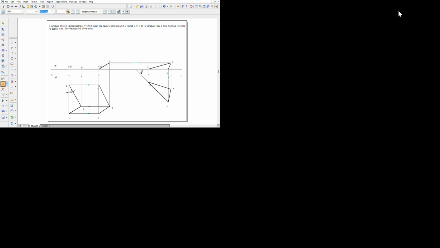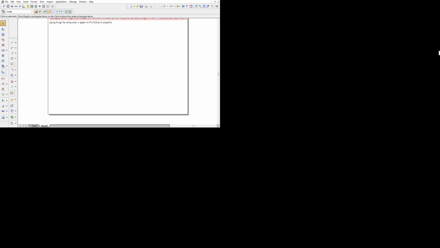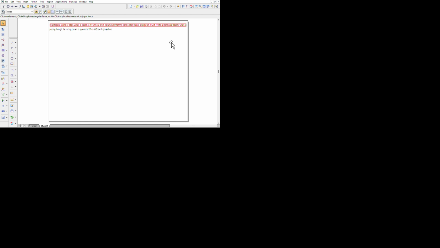Now let's move on to the second question. Second question is, a pentagonal lamina of edges 25 mm is placed on HP with one of its corners such that the plane surface makes an angle of 30 degrees with HP. The perpendicular bisector which is passing through the resting corner appears to be at VP at 45 degrees. Draw its projections.